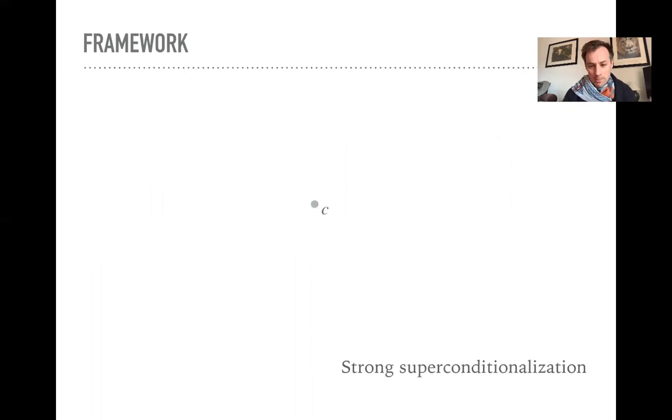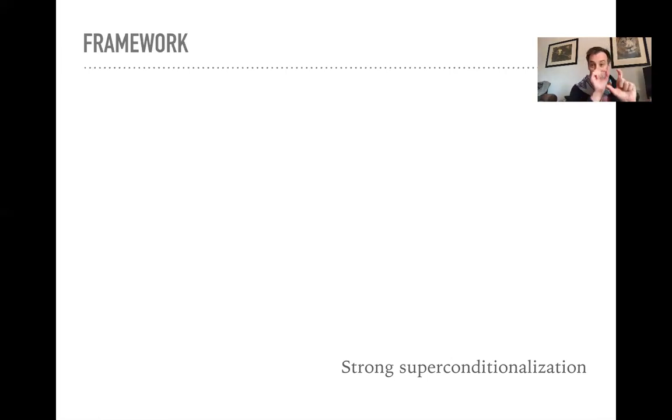Let me just say a little bit about, try to give you a little visual illustration of strong superconditionalization and weak superconditionalization. So here we're just imagining credence functions as points in an n-dimensional vector space. Think of the credence function as defined on an algebra, think about the algebra just as a list of propositions. Then essentially the credence function is just a list of credences, a list of numbers between 0 and 1 inclusive.